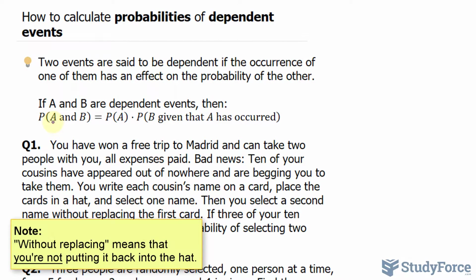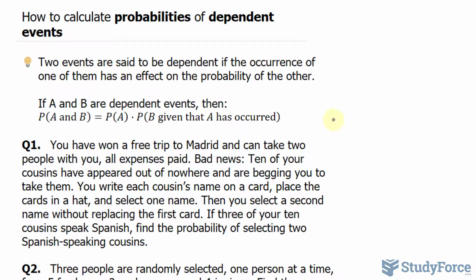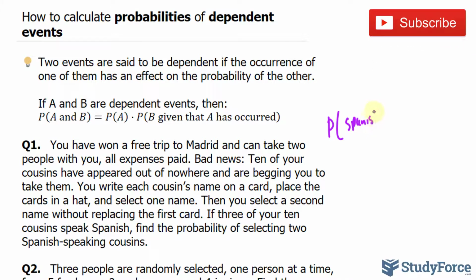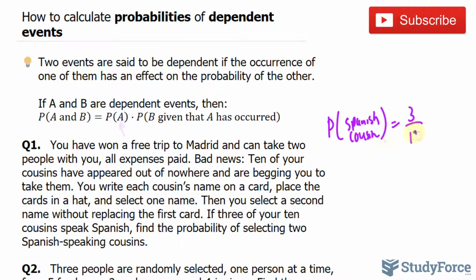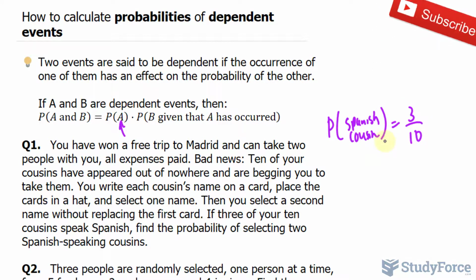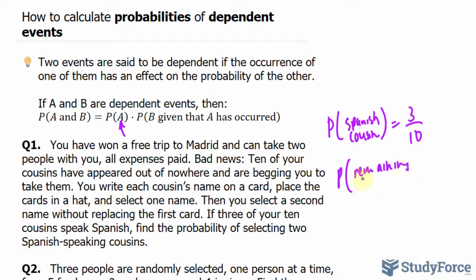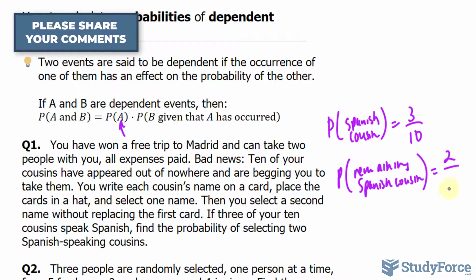Given what we read, we know that the probability of selecting a Spanish-speaking cousin is 3 out of 10. So P of Spanish cousin is 3 out of 10. Now, given that we've already selected a Spanish-speaking cousin, the probability of selecting another Spanish-speaking cousin, given that one has been selected, so I'll write down the probability of the remaining Spanish cousins is equal to, there's 2 left, and now there's 9 cards.